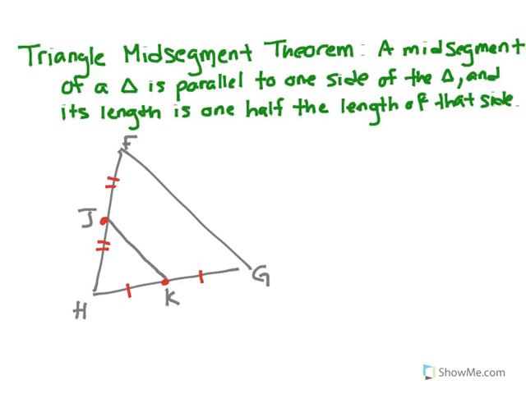Okay, so what that means is that if I know the length of JK, let's say it's 5, its length is 1/2 the length of the side that it's parallel to. This right here is the side that it's parallel to. So if 5 is 1/2 that length, then FG must be twice as big as the midsegment, which is 10. So that's all that theorem says.